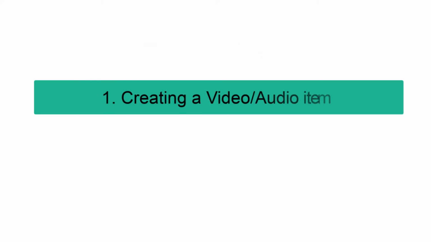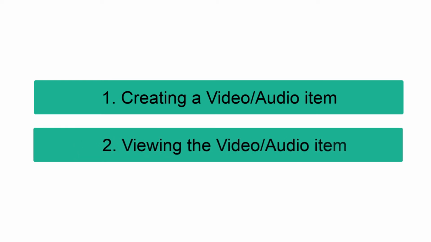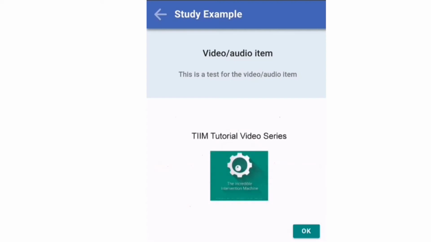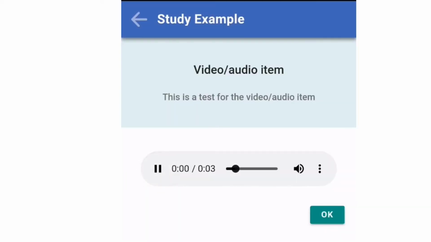In this video, we will show you how to create a video or audio item for your experiment and how participants can view a video or audio item. A video or audio item enables the participants to see a video or hear an audio. Let's go over an example.